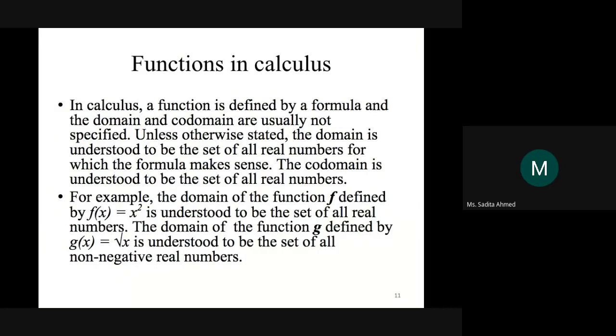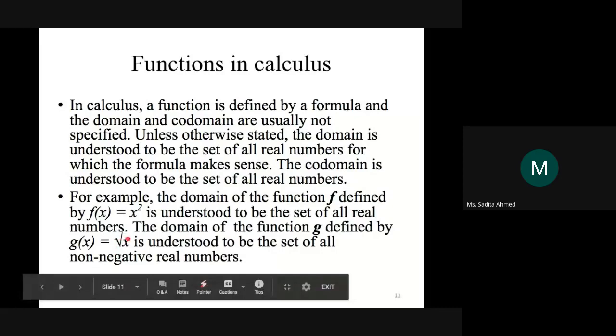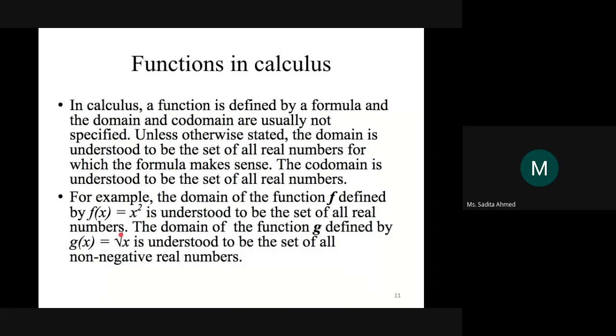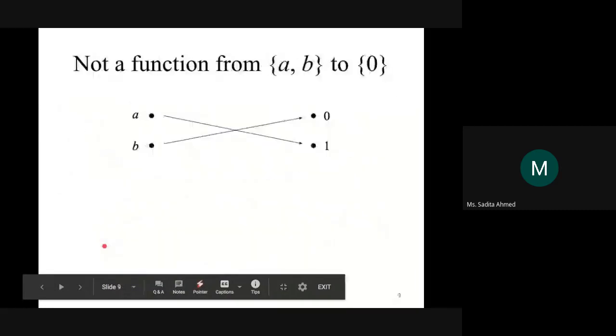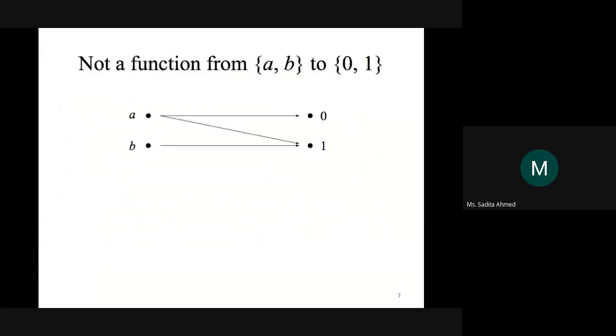Is that allowed in functions? No, miss. No, it's not. So we assume by default that the codomain is going to be what? For this function, the codomain is going to be what? The entire function. Is the codomain going to be the set of all real numbers? If we say that the codomain is going to be the set of all real numbers, will this function be valid anymore? No, miss. Because we know that we cannot have something like this.